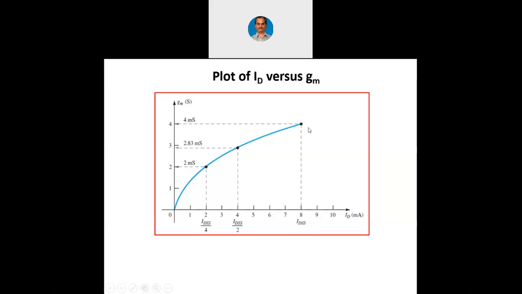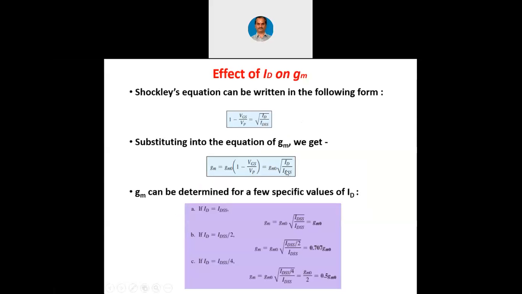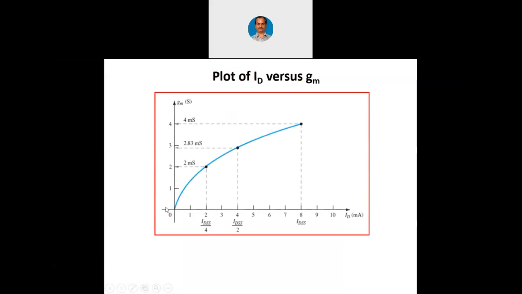Now when we join these 3 points along with the origin, why origin is coming into picture here? You can look at this expression, previous expression. When ID is 0, naturally GM is 0. Square root of ID, when ID is 0, naturally GM is 0. So origin is also one of the points. Now we join all those 4 points, we get a curve like this. You can see that the plot of ID versus GM is non-linear, whereas the plot of VGS versus GM is linear.